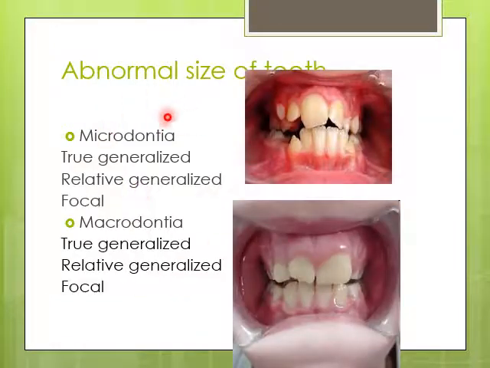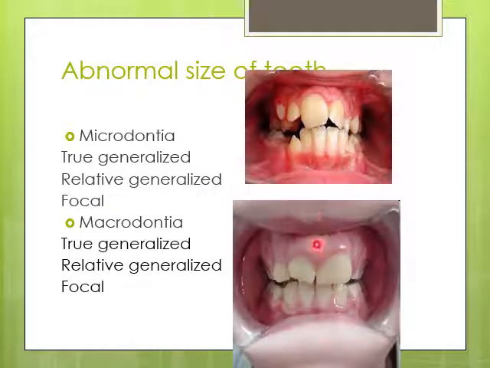Now we will study the abnormal size of the tooth. There could be microdontia or macrodontia. You can see here there is a macrodontia. The large size of the tooth is present in these incisors relative to the other teeth. So this condition is called localized macrodontia, in which larger teeth are present as compared to other teeth. This condition is known as generalized macrodontia.